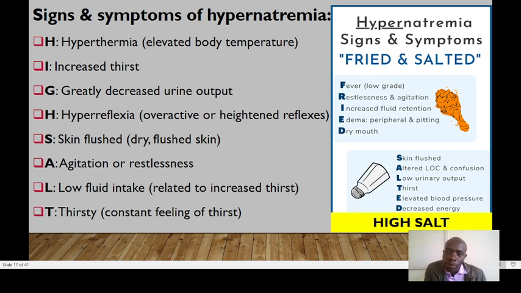So, to remember the signs and symptoms of hypernatremia, we use the mnemonic.